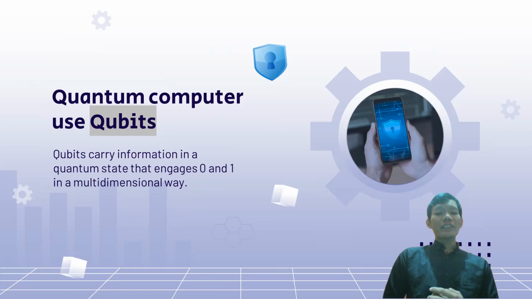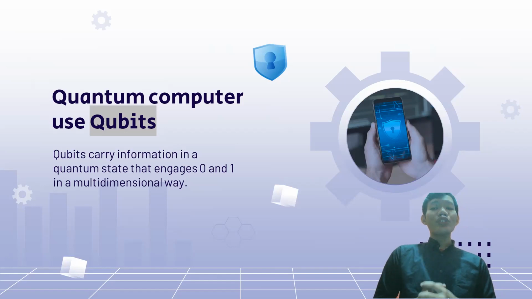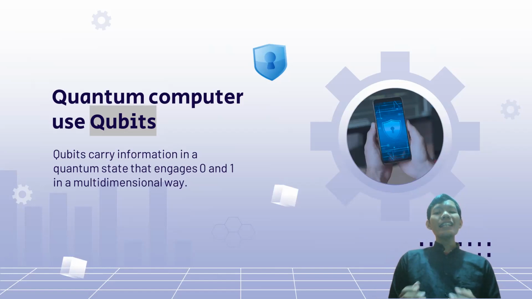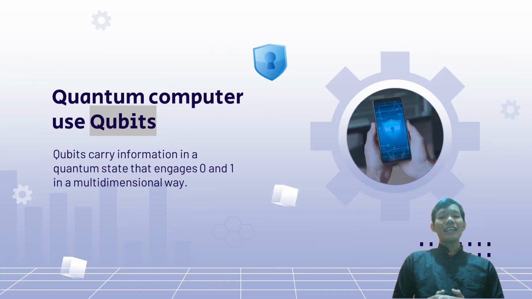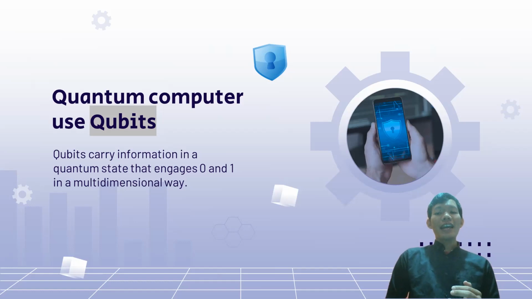Where classical computers store information as bits with either 0s or 1s, quantum computers use qubits. Qubits carry information in a quantum state that engages 0 and 1 in a multidimensional way.